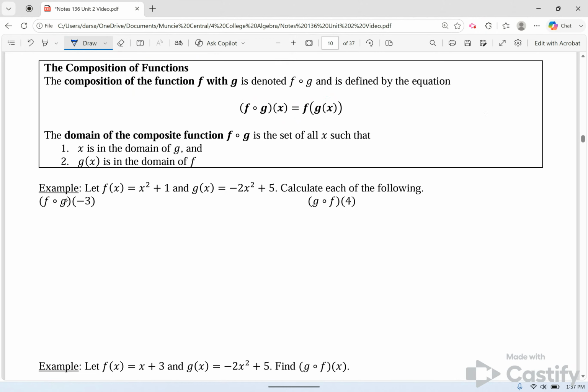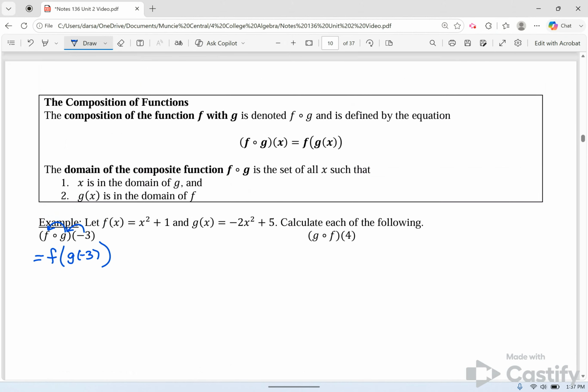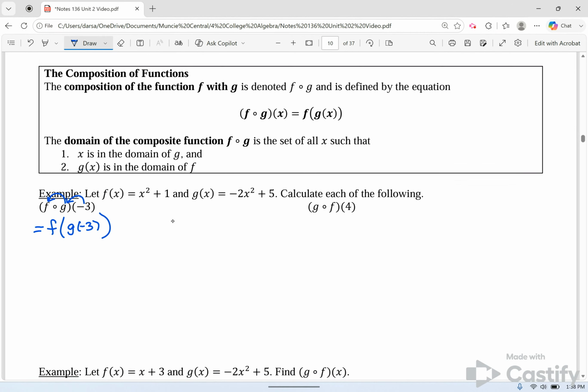Okay, what does this look like when we try to do this using numbers? Let's look at this equation right here. f of g of negative 3. What does this mean? We always work backwards, so take negative 3 and plug it into the x's of g of x. And then we're going to take g of negative 3 and plug that into the x's of f of x. So this means f of g of negative 3. Does this make sense?